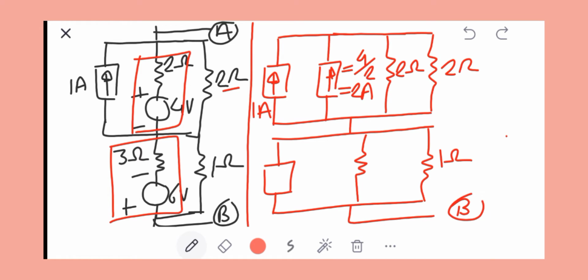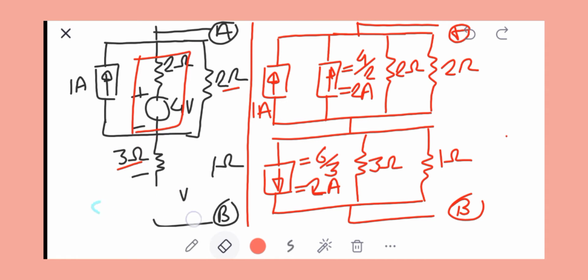This is B point, this is A point. For that, 3 ohm as it is, and the current source is 6 upon 3, that is nothing but 2 ampere, but the direction is downward. Why? It is a minus plus. Okay, now we will go for the further step.